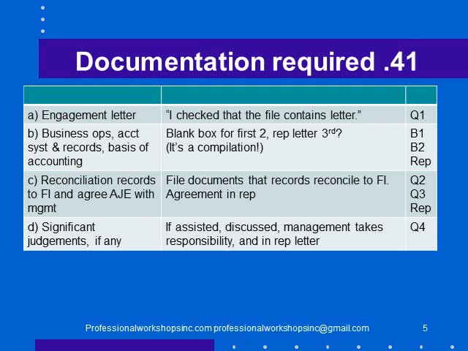Then we have to document business operations, accounting system, and records, and the basis of accounting. Now, it's a compilation, so I think we can have a blank box. The kind of business the enterprise operates is a blank box, and the accounting system and records, blank box. And I think I would want to document the basis of accounting in the representation or even the engagement letter. And it's only a compilation, so we're going to have 2 blank boxes, and we're going to conveniently document the basis of accounting in the rep letter.